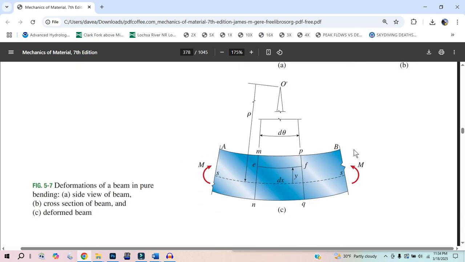All right, so sweet. The free body diagram will have forces this way, forces that way.